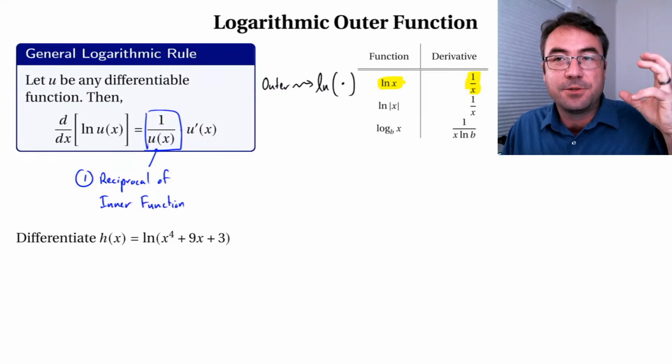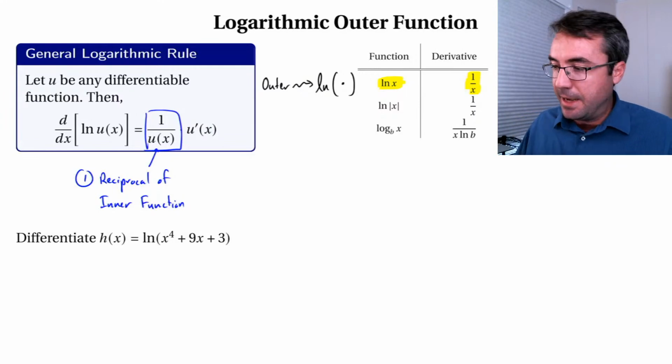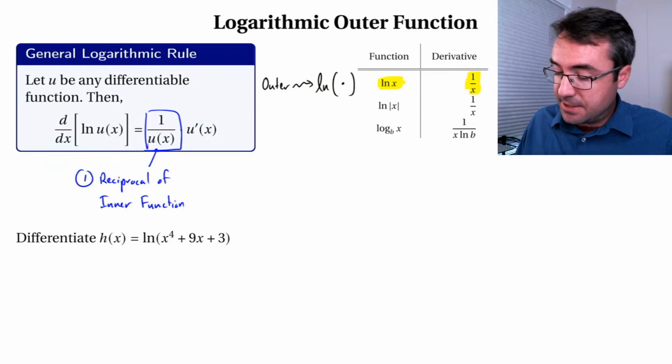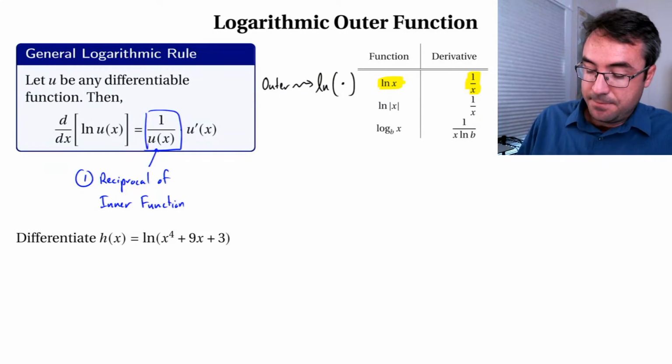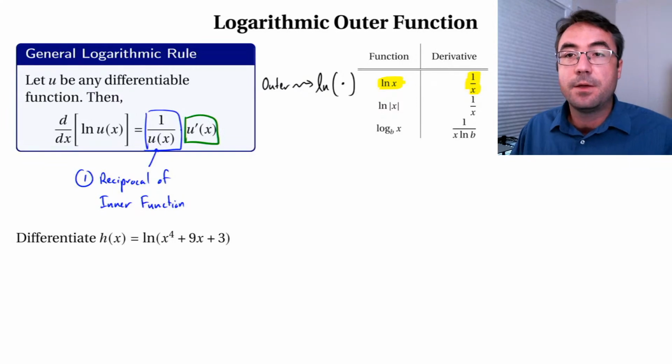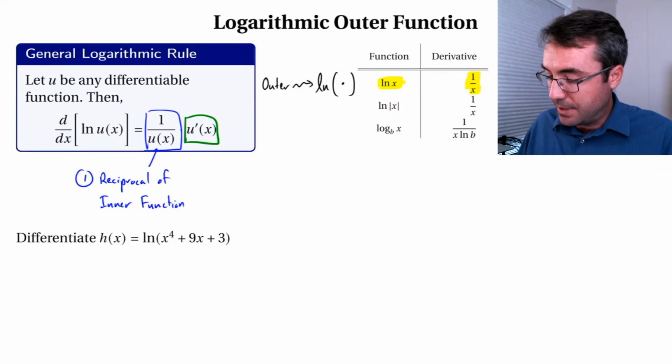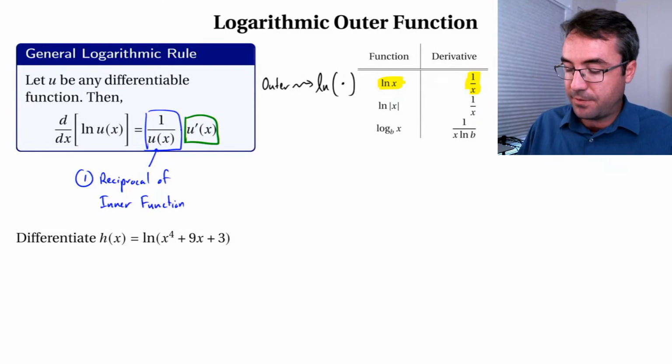So the derivative of natural log kind of is doing a reciprocal almost. And we keep the term inside the natural log function. We keep that as u of x, and then we multiply by the derivative of the terms inside the natural log function. So again, we're multiplying by the derivative of our inner function.